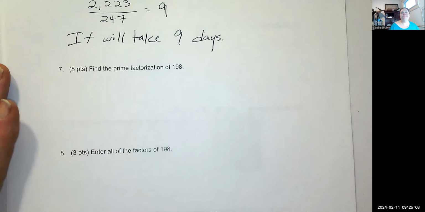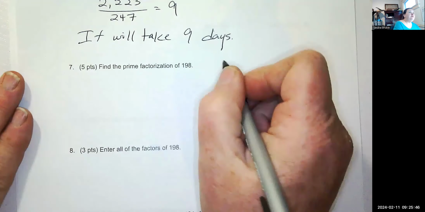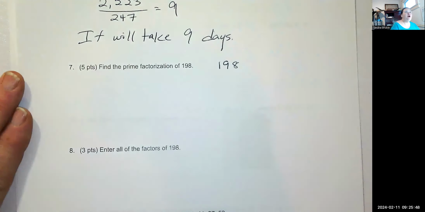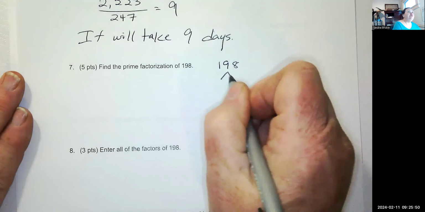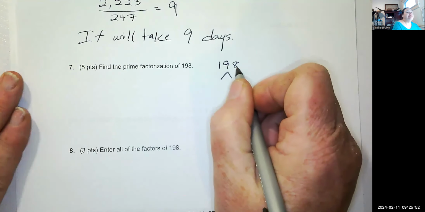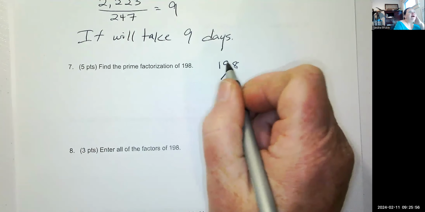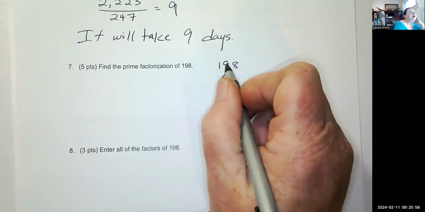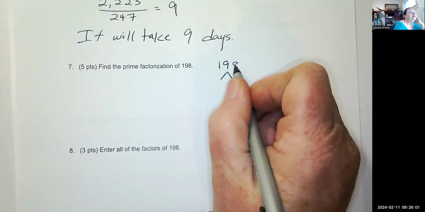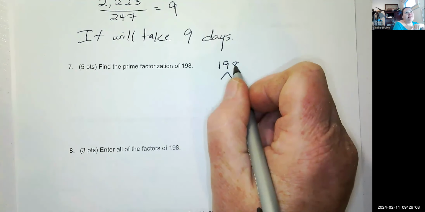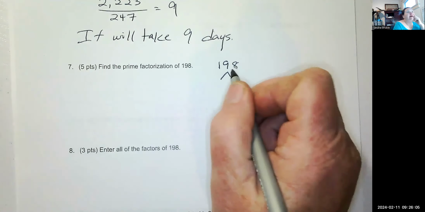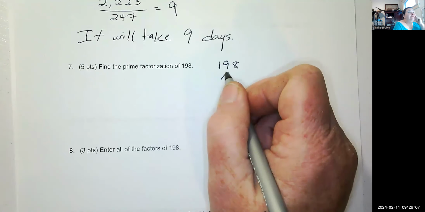Okay, sorry about that. So for prime factorization, that just means taking the number and breaking it down to only prime numbers. So the first thing I see is it ends in an 8. I know it's divisible by 2. But if I add the digits also, 1 plus 9 is 10, 10 plus 8 is 18. 18 is divisible by 3. So I know that 3 goes into it as well.